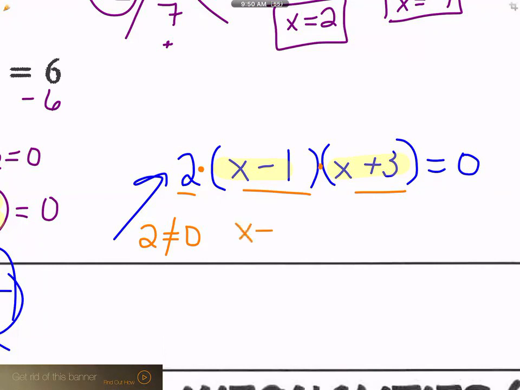So for the second one, x minus 1 equals 0. Go ahead, add 1 to both sides. You get x equals 1 as an answer.